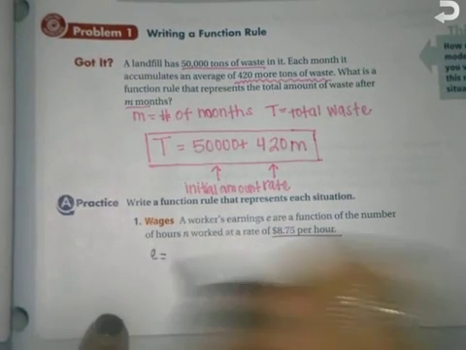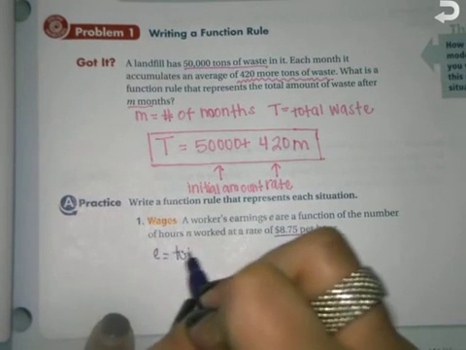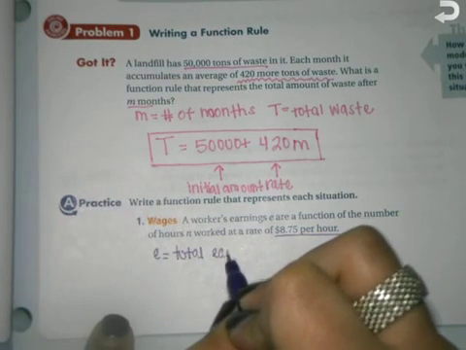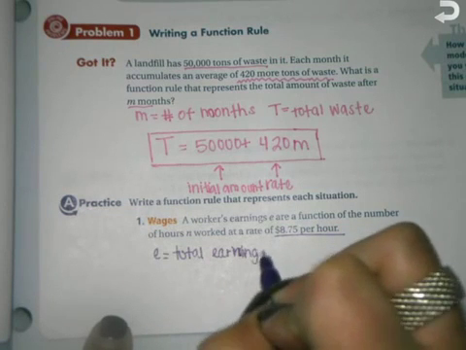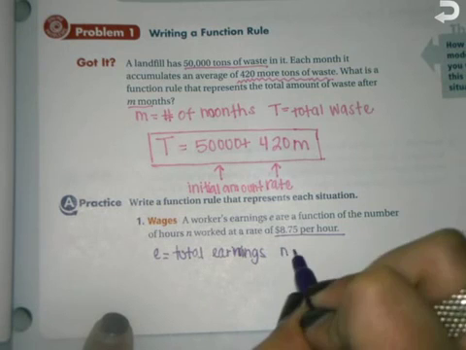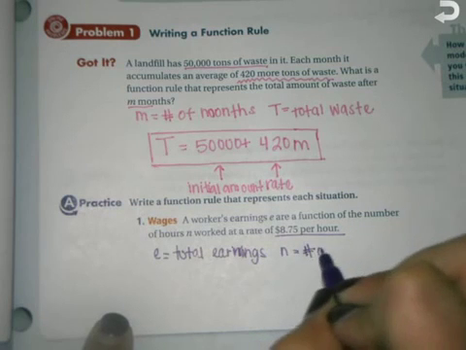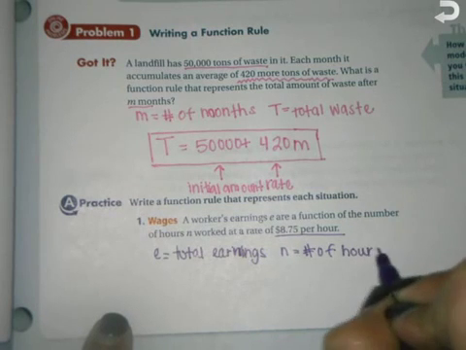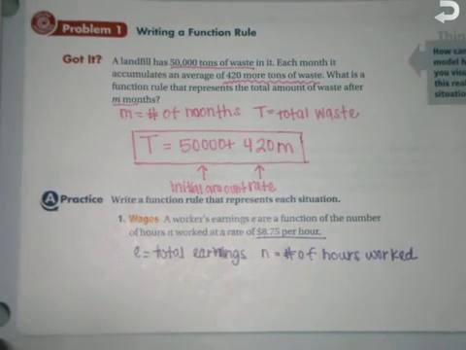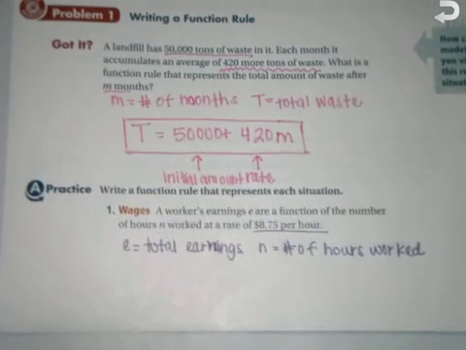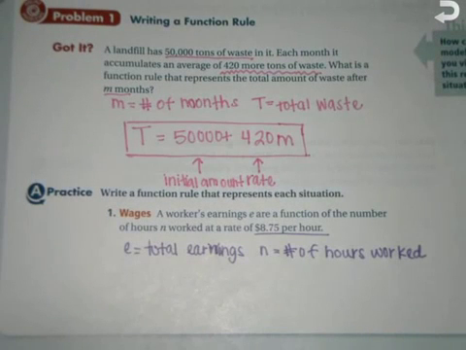Here's how you should have started. E equals total earnings, or you could have just written earnings. And N equals number of hours worked. Okay, so that's how you should have started. If you do not, it is not showing your work. You need to make sure that you show all of your work. So then how do I write this as an equation? What did you get? Who's in 36? No, Pecan, what did you get?